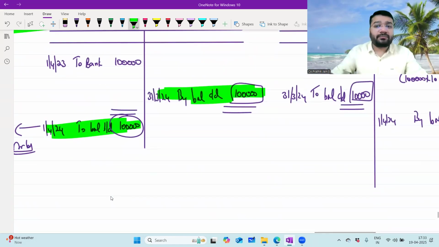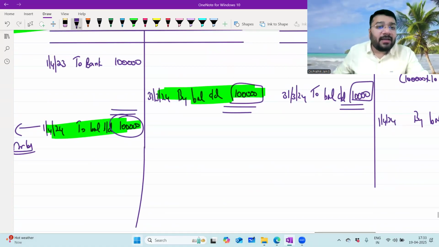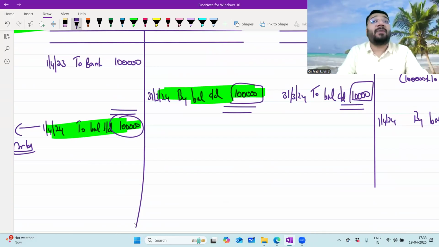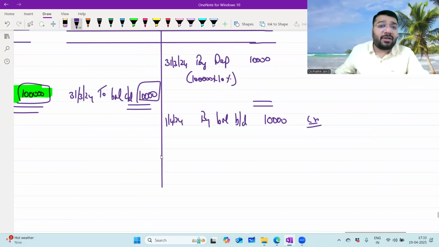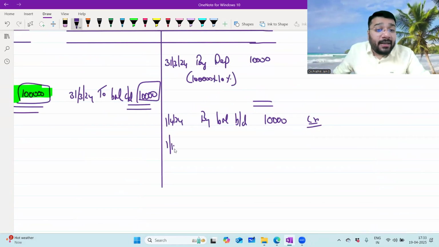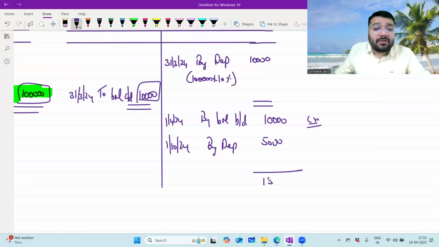Okay. Now comes the main part. In the current year, you've used the asset for 6 months. So what is the depreciation for 6 months? Same 5,000. So now, when will I record? Where will I record depreciation? In the PFD account. On what date? Date of sale. So on 1/10/24, by depreciation is 5,000. Total is how much? 15,000.